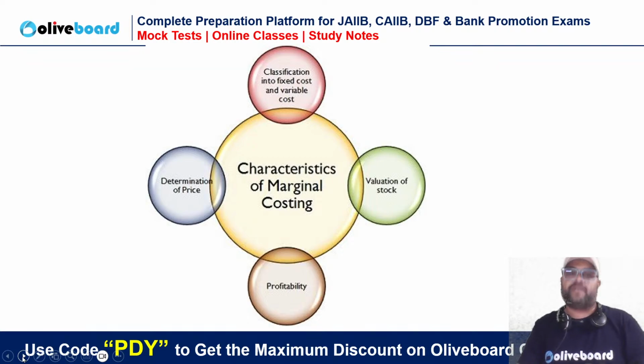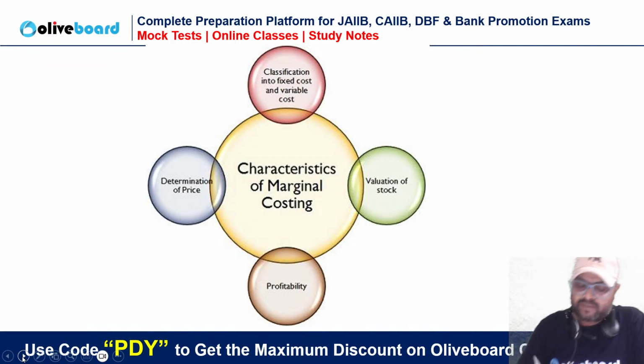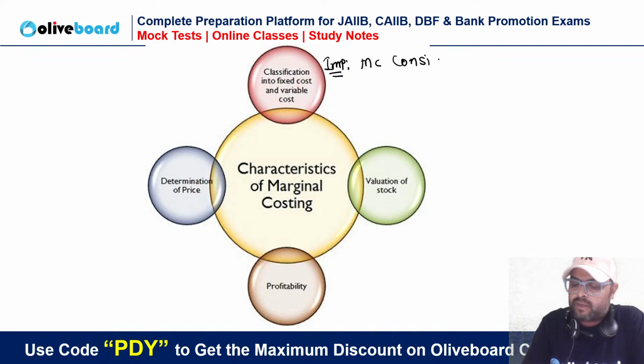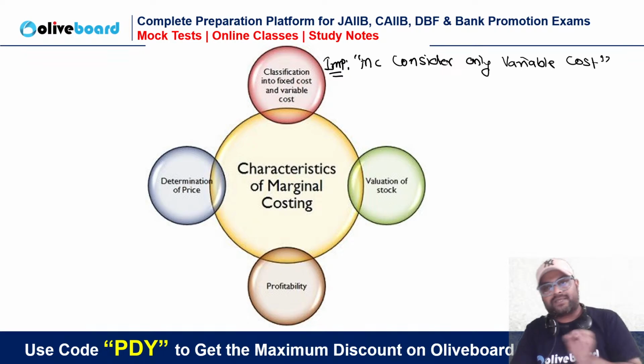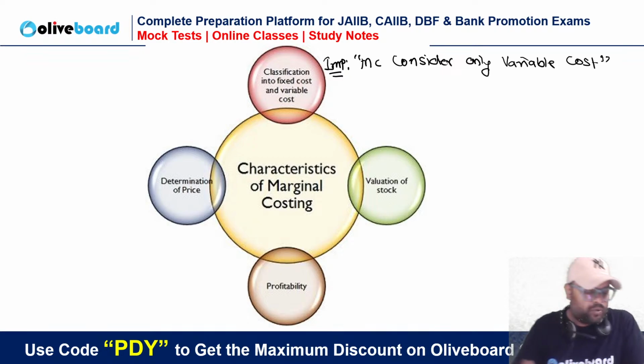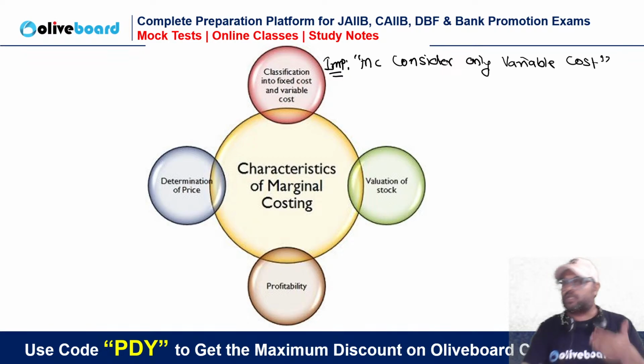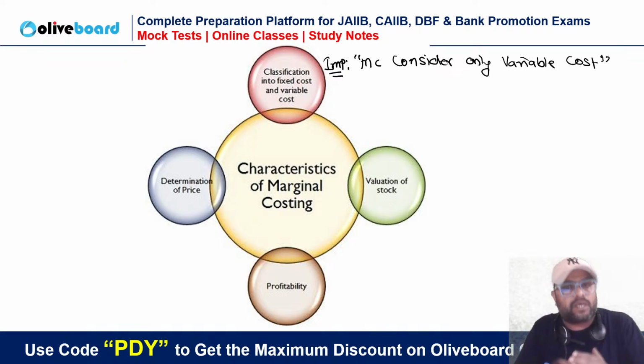What are the key features of marginal costing? First, very important feature, marginal costing considers only variable cost. It does not consider fixed cost, only variable cost. It considers only variable cost as a part of the cost. That means it says that if you want to control your cost, you need to control only variable cost. You don't need to control the fixed cost because you can't control it. That's why it is called a fixed cost.